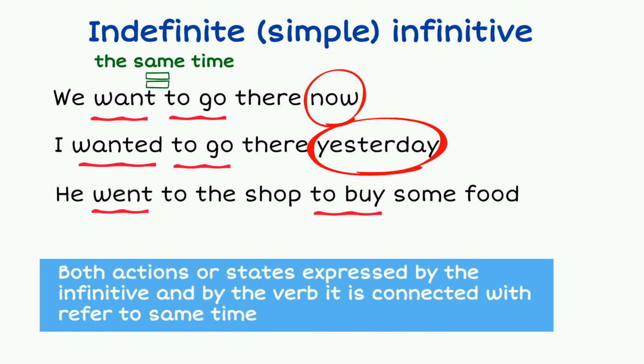The indefinite or simple infinitive shows that both actions or states expressed by the infinitive and by the verb it is connected with refer to the same time. Both the verbs want and to go refer to the time now. In the next sentence, I wanted to go there yesterday, both the verbs wanted and the infinitive to go refer to the time yesterday. And the same happens in the sentence, he went to the shop to buy some food. Went and to buy refer to the same moment of time.